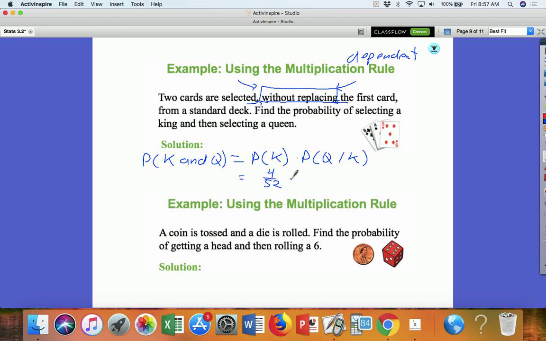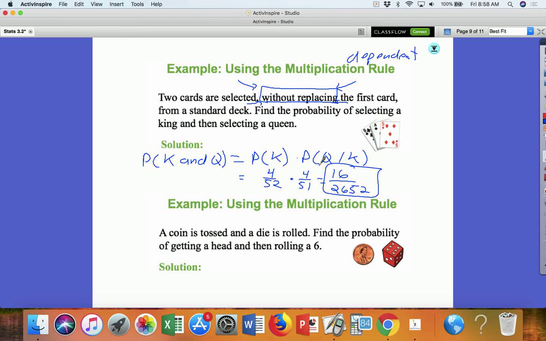Okay, now what's the probability of drawing a queen, given that I drew the king? 4 out of 51. So your probability would be 16 out of something. I got it written down here somewhere. Out of 2652. So not a very likely outcome, like less than 1%. It's kind of a random event anyhow.